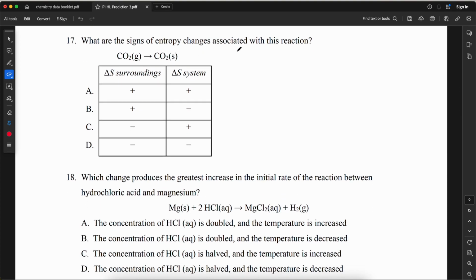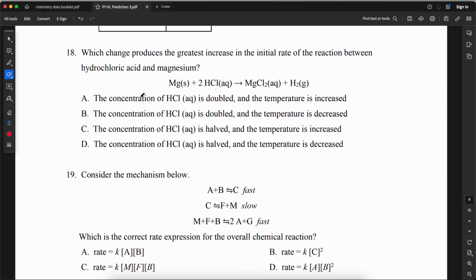What are the signs of entropy changes associated with this reaction? First, it's between gas to solid. So solid state is the most ordered and gas state is the most disordered. So a change in state from gas to solid increases the order, right? So this causes delta S to become negative. Okay, so delta S of the surroundings equals negative delta H of the system. Therefore, delta H is smaller than 0, so delta S surroundings will be bigger than 0. So the answer will be B. Delta S system is negative, and delta S surroundings is bigger than 0, so it's positive.